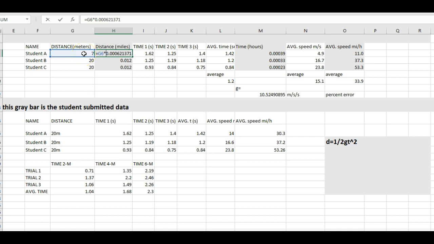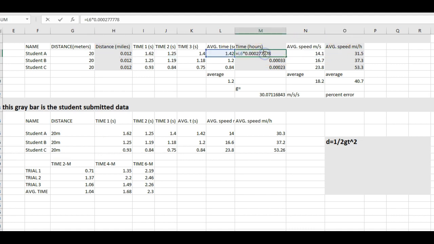I'm going to click over to here in this cell, okay? Oops, don't want to do it right now. And then there's my constant for the conversion factor. There you go, okay? But let me put this back to 20, and we'll talk about that in a second, because the data that the students gave me was 20 meters. All right.